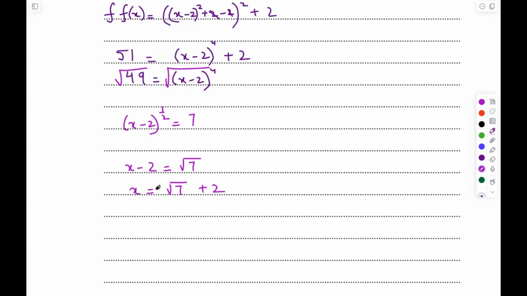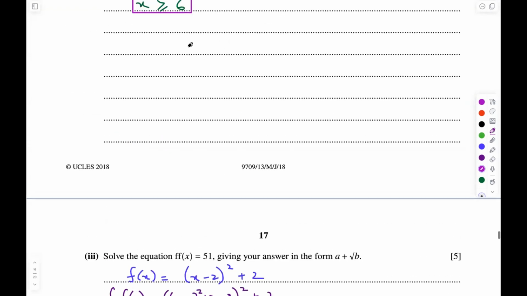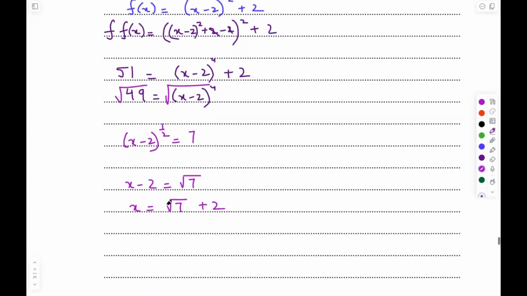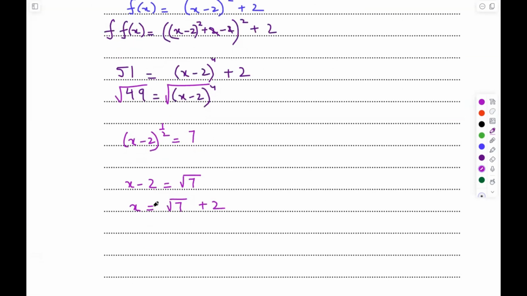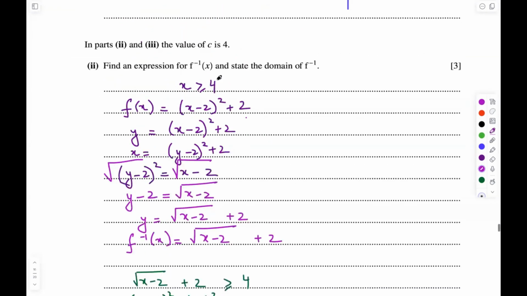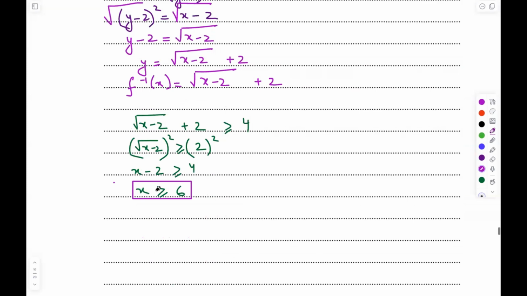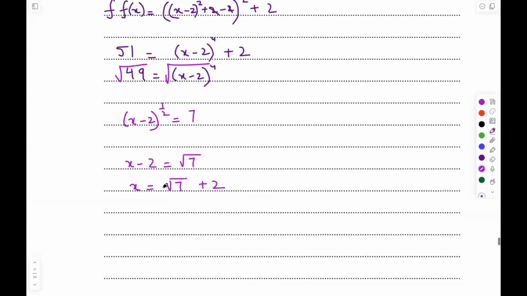Now, as the domain was x greater than or equal to 4, we cannot take a negative value, the x value will be x equals square root of 7 plus 2. So if we take the negative value for the square root, that will become less than 4. So the only value for x will be x equals square root of 7 plus 2.